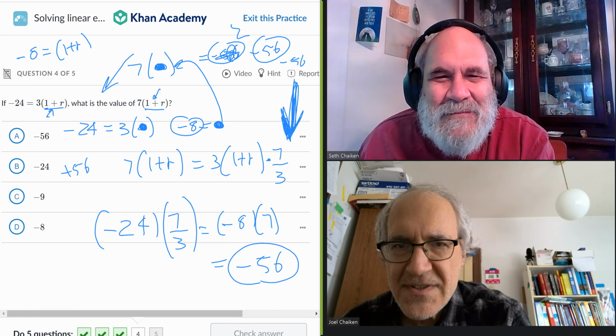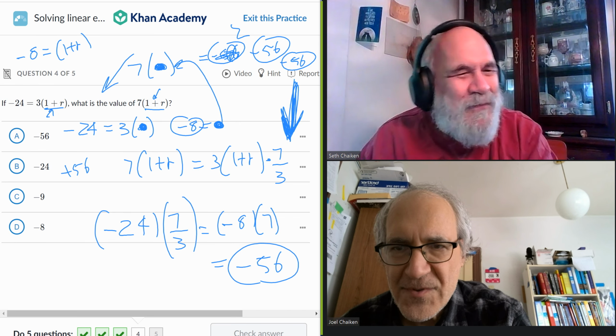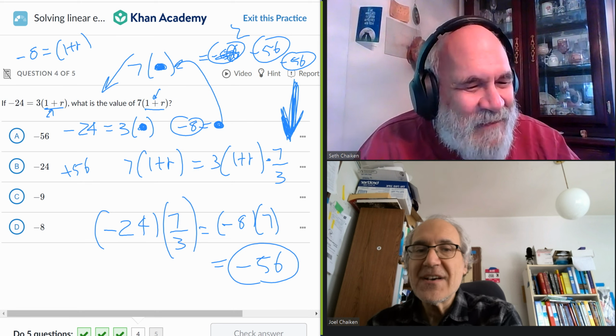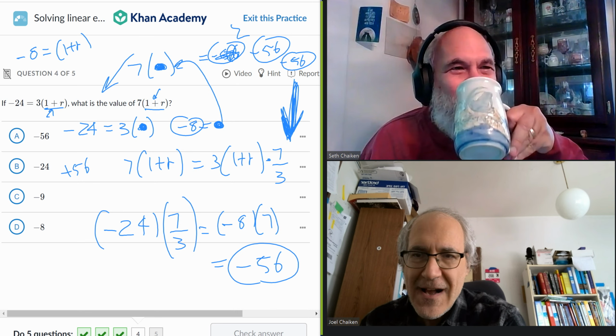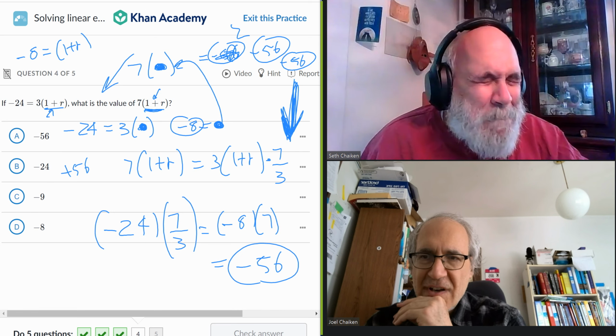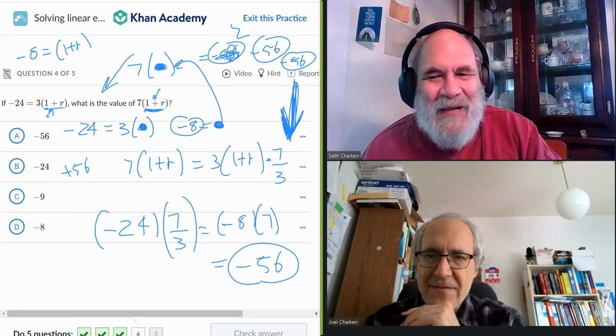So you can see that if you solve for r, it's not a good thing, but there are multiple ways to think about how to do this problem. They really are, and each one of those is a good, sophisticated way of doing it.